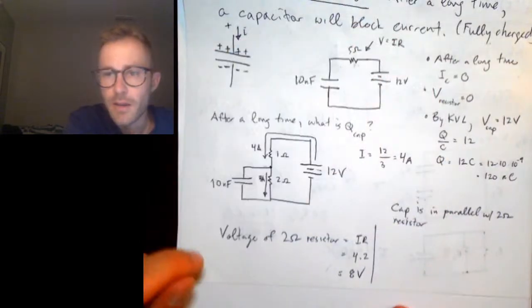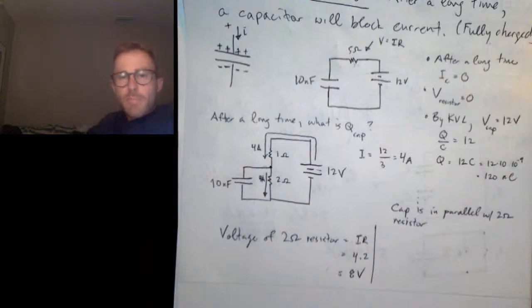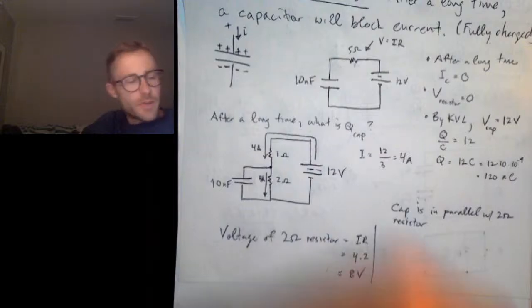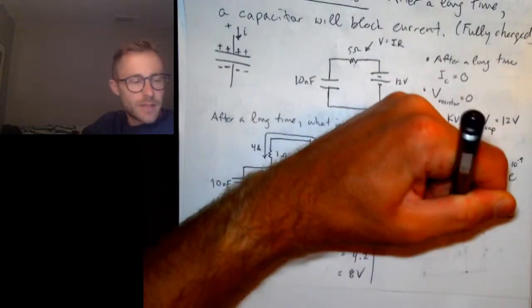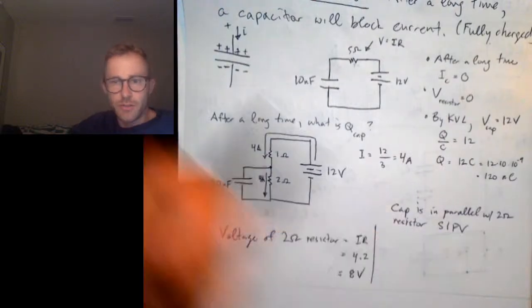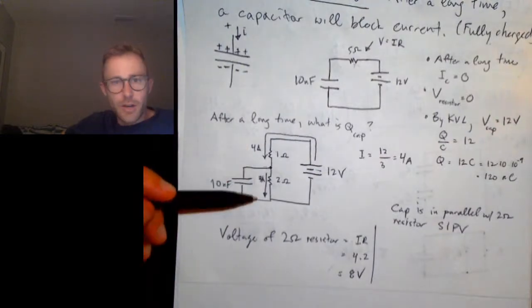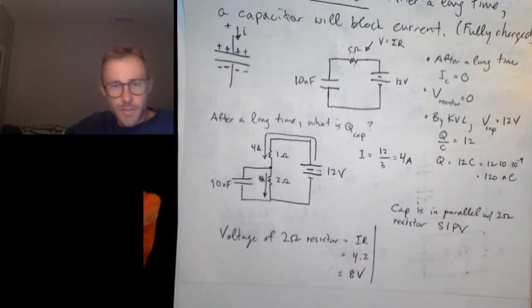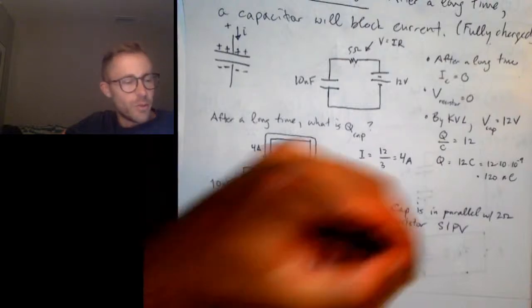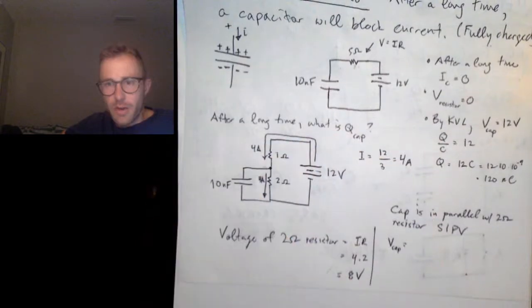All right? So we have a rule. It's called SIPOV, and it means that series things have the same current, parallel things have the same voltage. All right? And we can see that the capacitor is in parallel with the 2 ohm resistor. So that means that the voltage across the capacitor is also 8 volts after a long time.